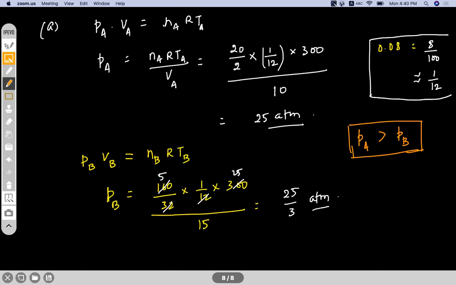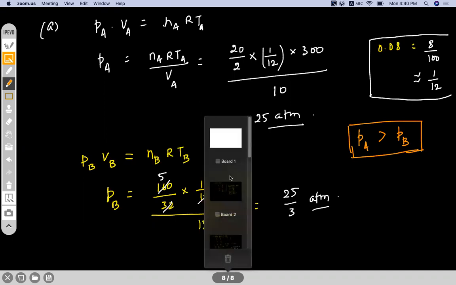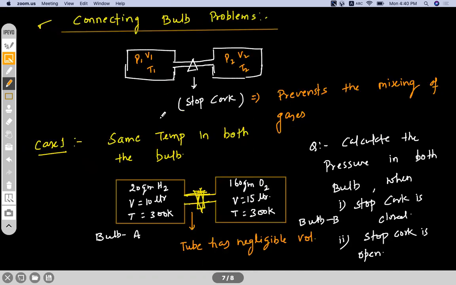It means what? Once you open the stop cork, the gas from bulb A starts diffusing into bulb B because the pressure here is more. And this will diffuse till the pressure becomes equal in both the containers. Okay. So when you open this, then the total volume would be what? The volume of A plus the volume of B. That is the total volume once you open the stop cork, right? This tube has no volume because we are assuming the tube has negligible volume.